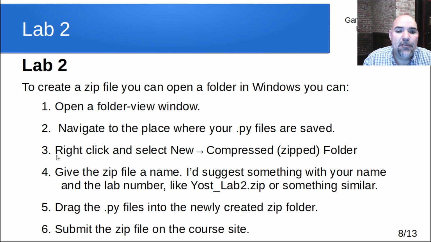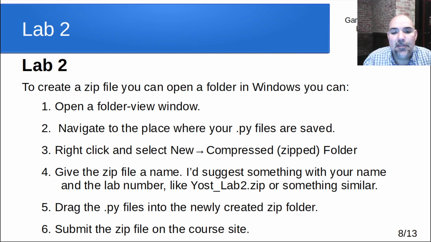And then what you want to do from there is right-click, and there's an option that will come up in the context menu that pops up that'll say New, and then you can say compressed zipped folder. And if you pick that, that'll create a zip file, and it'll automatically highlight it so you can give it a name.